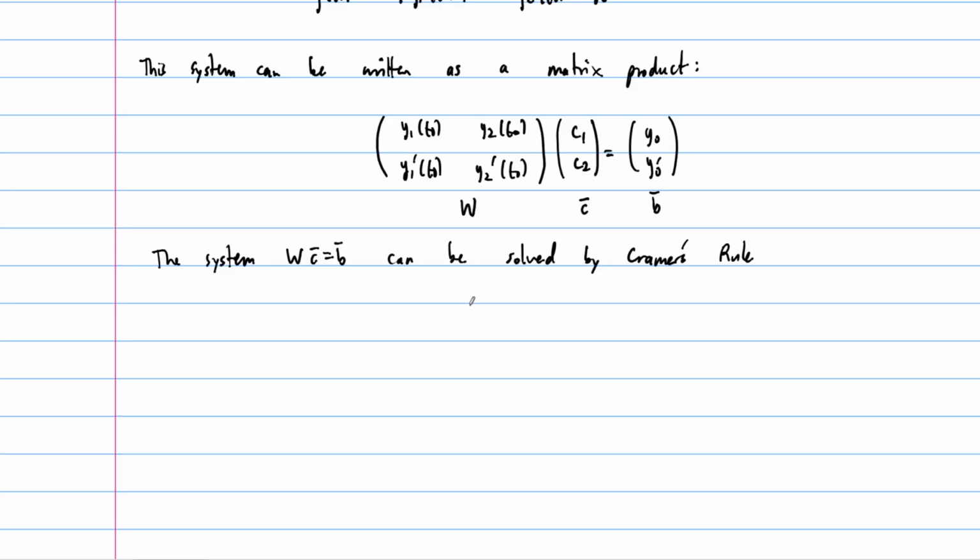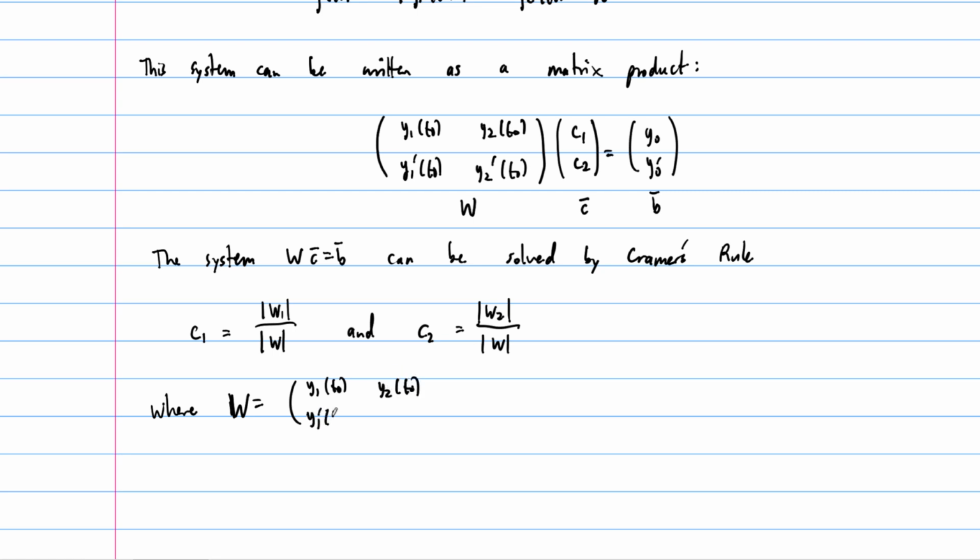So remember how Cramer's rule works. Cramer's rule says that the solutions of this system, C1 is equal to, I'll just write these down and then we'll remember what they are, the determinant of W1 over the determinant of W, and C2 is equal to the determinant of W2 over the determinant of W. We already know what W is. W is this matrix of these initial values of the component functions here: y1 of t0, y2 of t0, y1 prime at t0, y2 prime at t0.